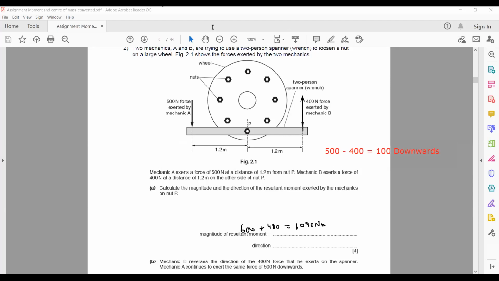Is it clear why? Because the force of 500 is acting down and the force of 400 is acting up. They're asking for force, not the moment. The forces are in opposite directions here, so to get the resultant we will subtract. Is it clear, this question, this example?